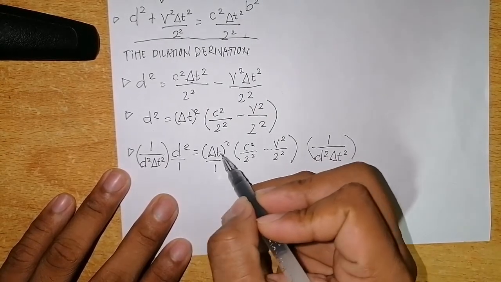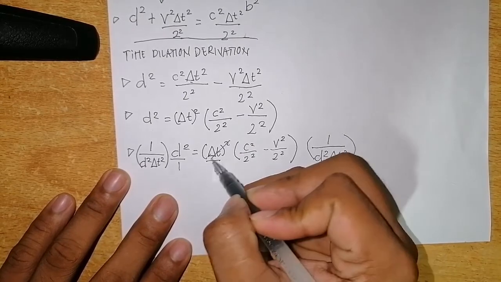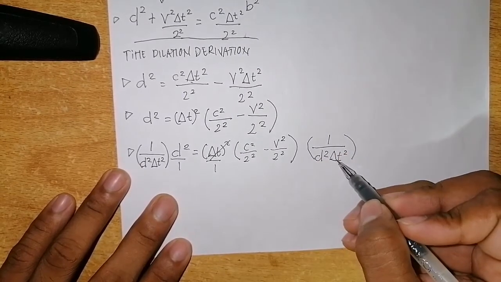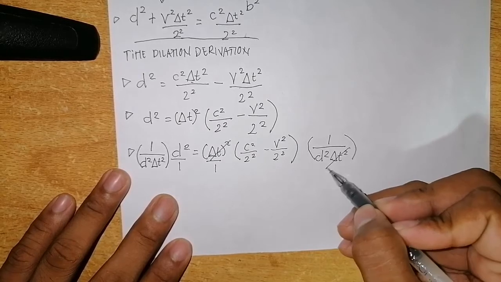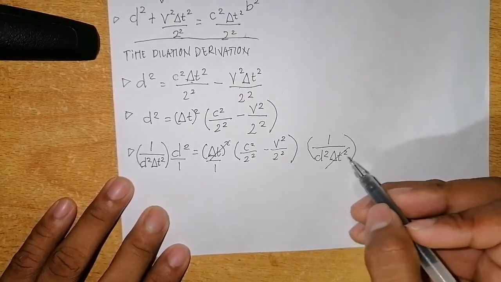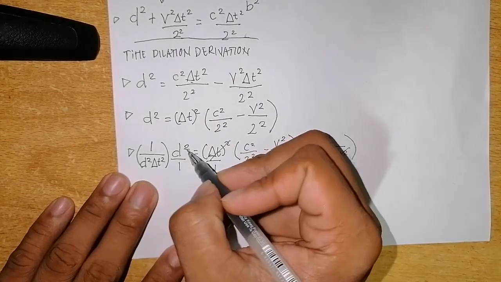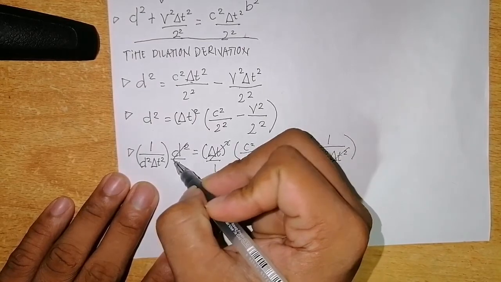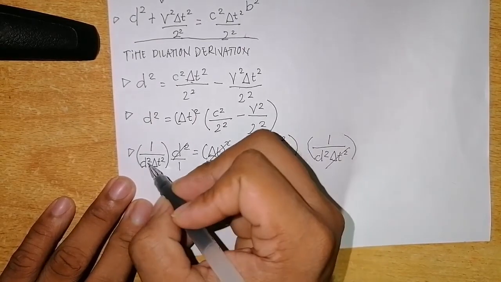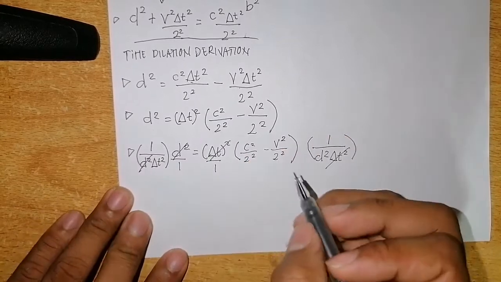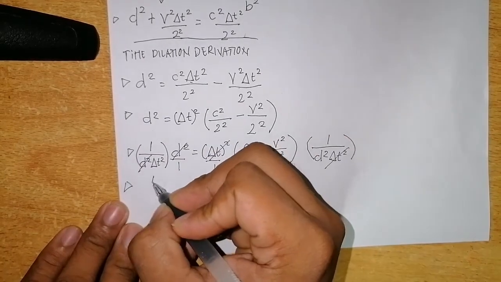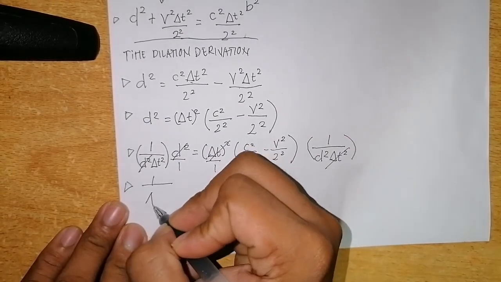So we have here the denominator delta time squared. You have to cancel that because it exists right here also. Delta time squared exists, so it is cancelled, and we also have this one. Cancel this one, d squared and d squared. So the thing that is left is this one.